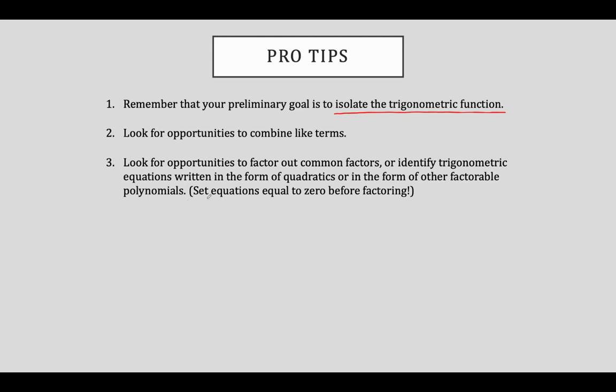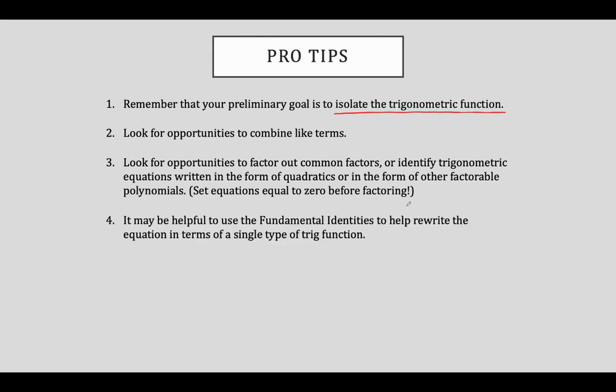One thing to make note of is that whenever you are going to factor something, you must set the equation equal to 0 first. Set equations equal to 0 before factoring. Four, it may be helpful to use fundamental identities, all those identities from sections 1 and 2, to help rewrite the equation in terms of a single type of trig function. Writing an equation in terms of one type of trig function can make life easier in some cases.